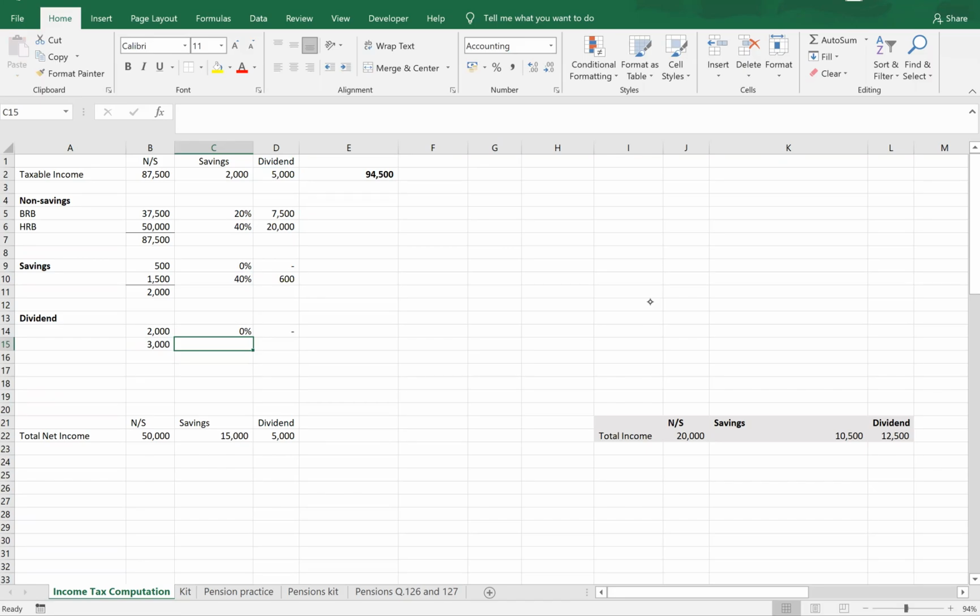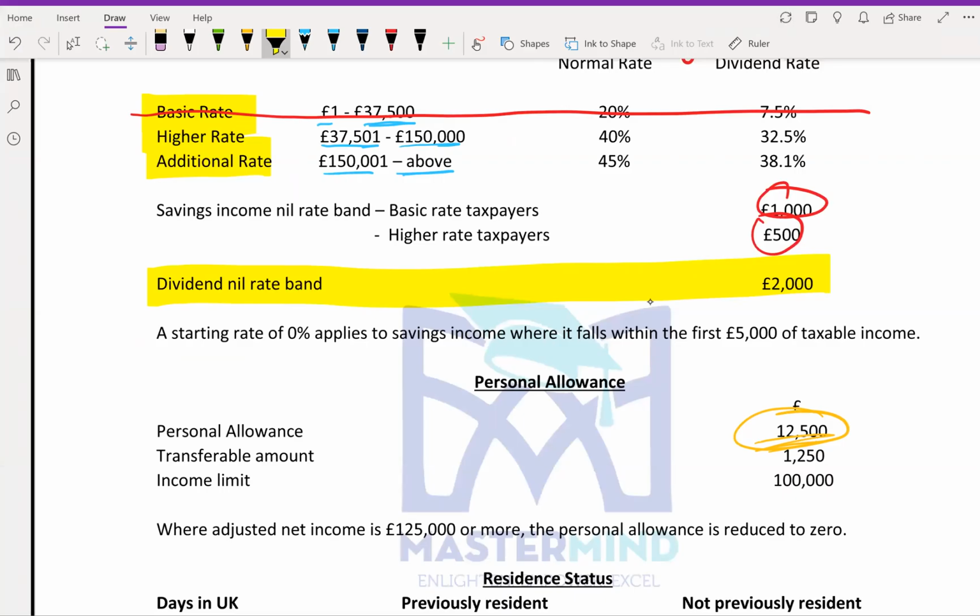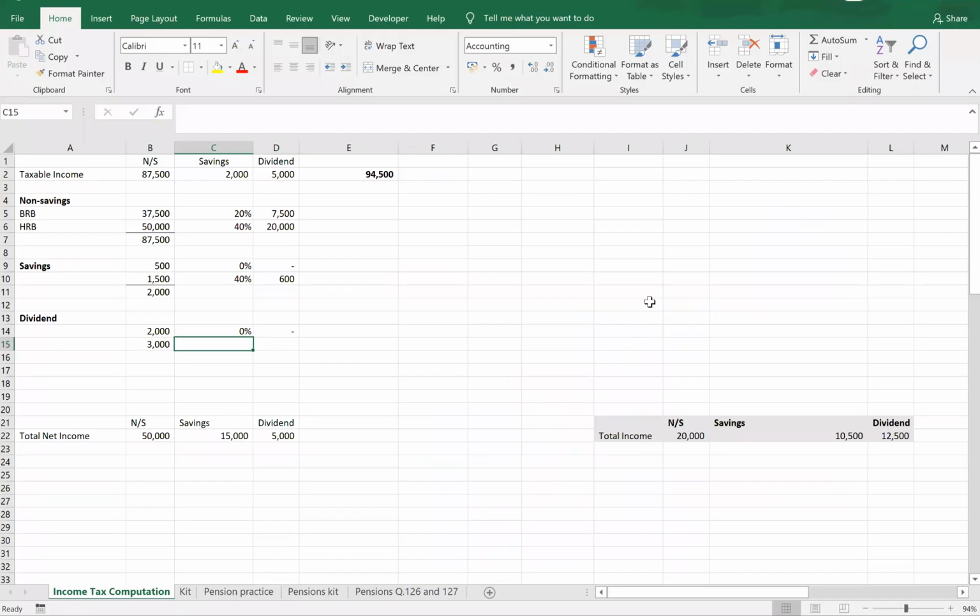At what rate? You will tell me now. 32.5. Why? Because I'm still standing within the higher rate band. I haven't crossed 150. Has my income crossed 150? Not the total income, not the net total income, taxable income. Has my taxable income crossed 150? No. If not, then I'm lurking somewhere in the higher rate region, right? So that's 32.5.